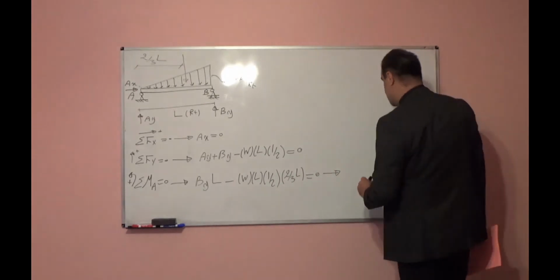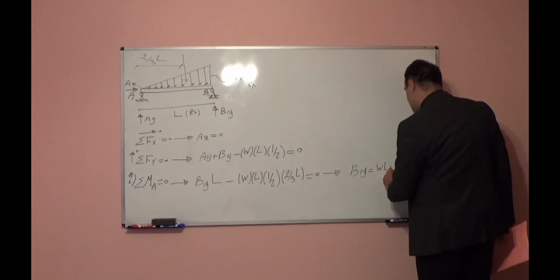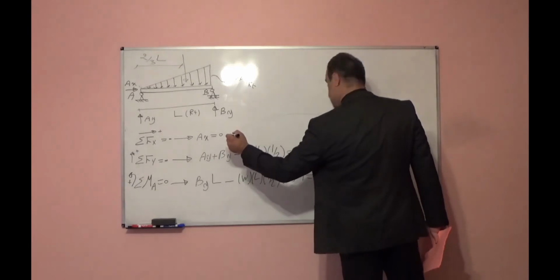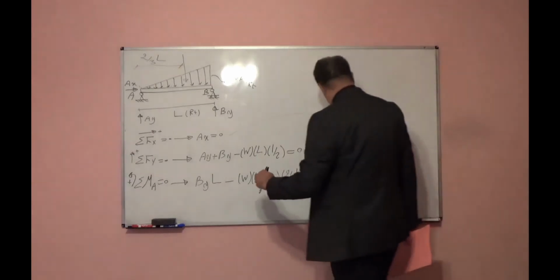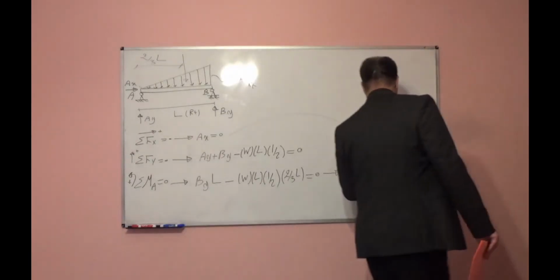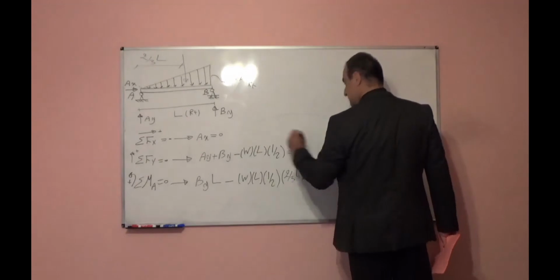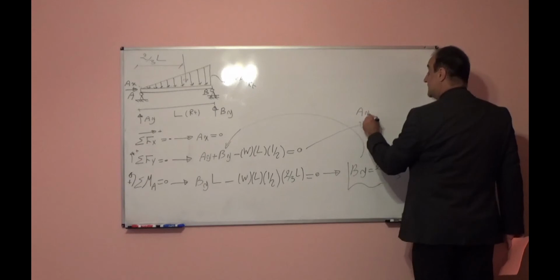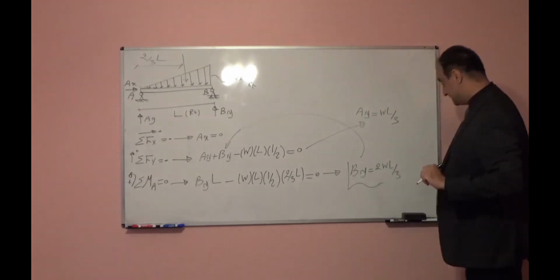0. From here you can find BY will be equal to WL over 3, and if you plug here, from here you can find BY is equal to 2WL over 3, and if you plug that BY here, from this equation you can find AY is equal to WL over 3.